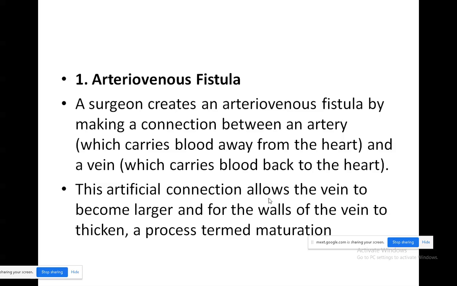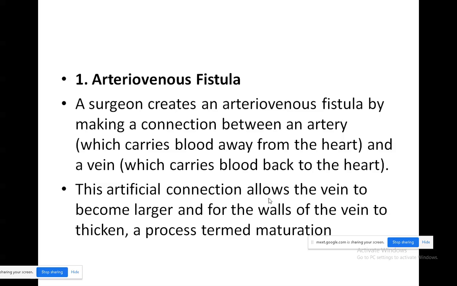Okay, so through the veins you are going to carry blood back to the heart. This artificial connection, the fistula, will allow the vein to become larger and for the walls of the vein to thicken, which is called maturation. So this is nothing but it will make your vein become larger.